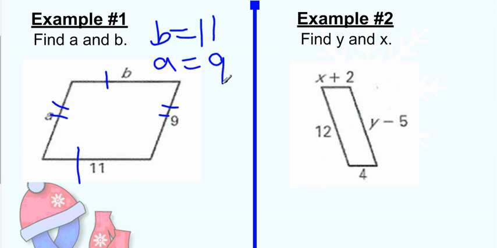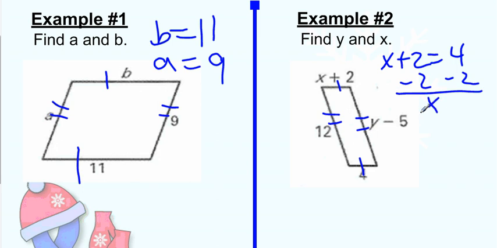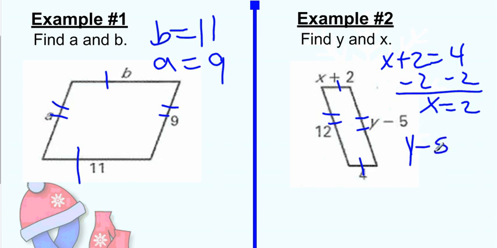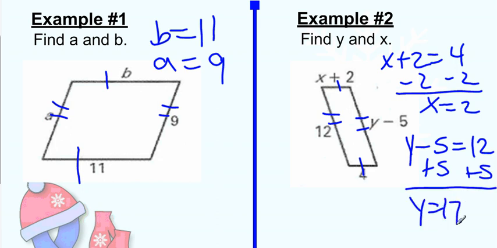Example number 2, we actually got to use a little bit of algebra there. Okay, so the two top and bottoms are congruent, and the sides left and right will be congruent. So if we're solving for x, bx plus 2 equals 4. Subtract our 2 to the other side, so x equals 2. And if we're solving for y, y minus 5 equals 12. Add 5 to both sides, and y equals 17.